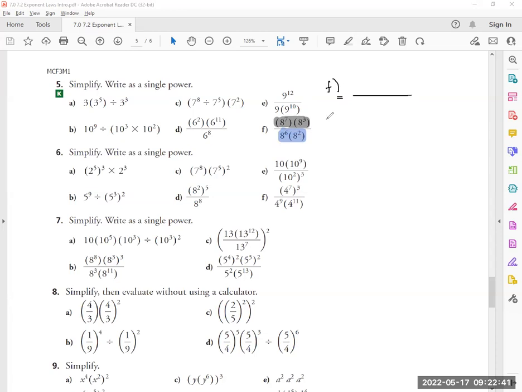What's the numerator? Micah, get off. Okay, come on.